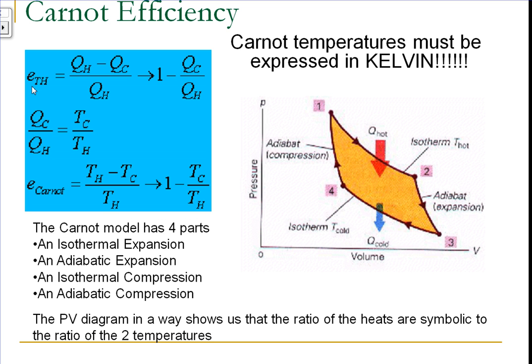So, when we look at the Carnot efficiency, there are two ways to look at it. It is QH minus QC over QH, or 1 minus QC over QH. Now, you can also write this in terms of the temperatures. It's the hot temperature minus the cold temperature divided by the hot temperature. A Carnot engine has four different cycles. Number one, you have some sort of isothermal expansion. Then you have an adiabatic expansion. Then you have an isothermal compression and an adiabatic compression.